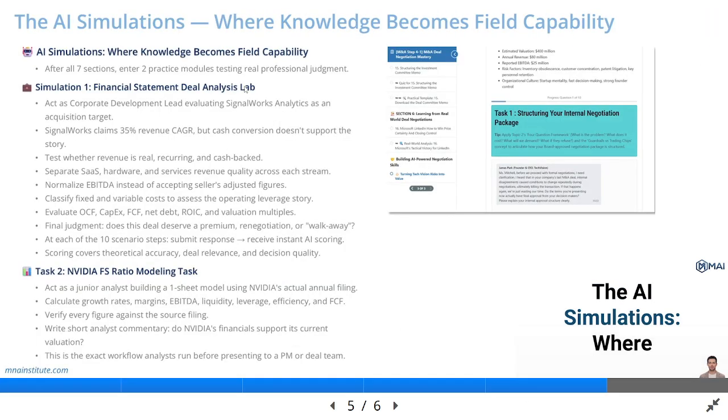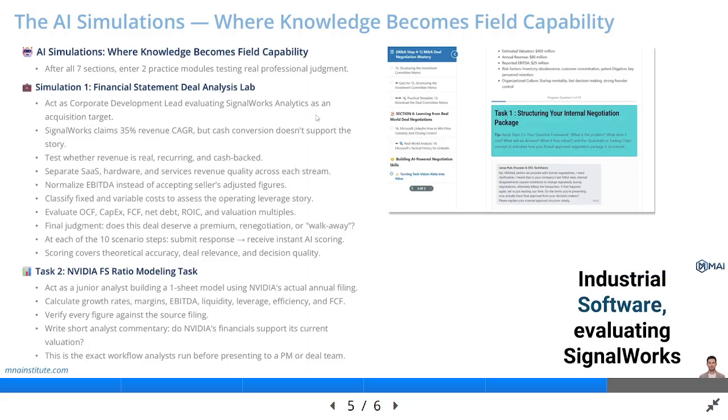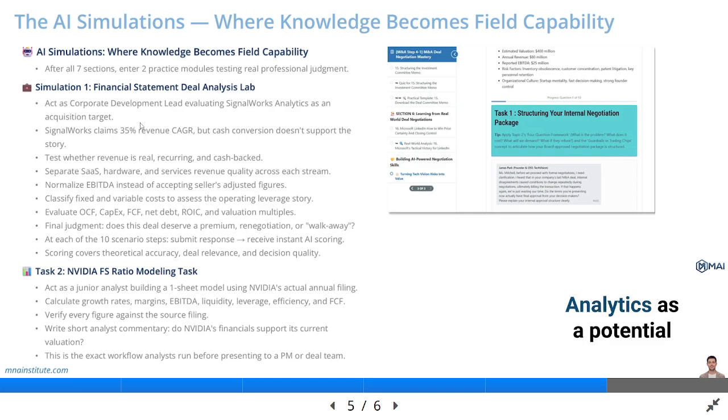The AI simulations, where knowledge becomes field capability. After completing all 7 sections, you will enter 2 practice modules that test whether you can apply what you have learned under professional pressure. In the Financial Statement Deal Analysis Lab, you will act as corporate development lead at Apex Industrial Software, evaluating SignalWorks Analytics as a potential acquisition target.